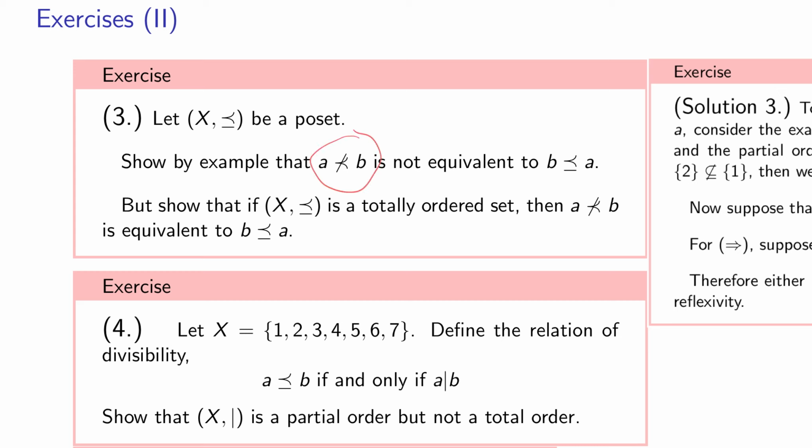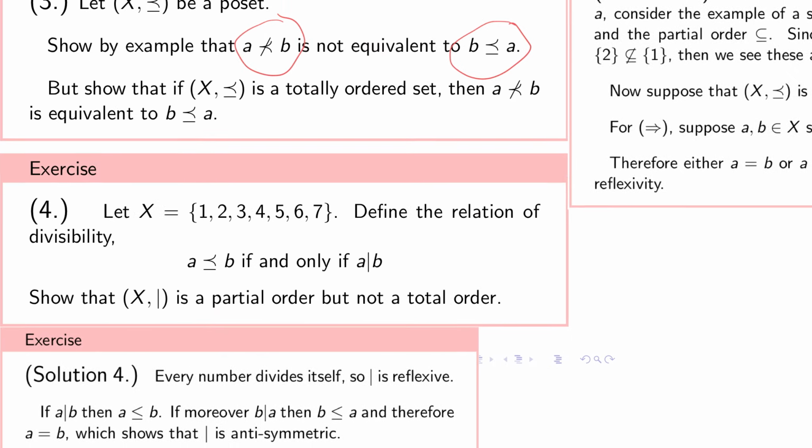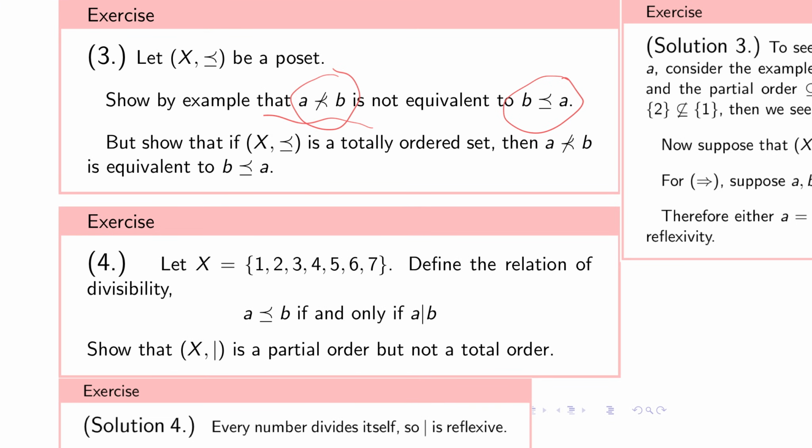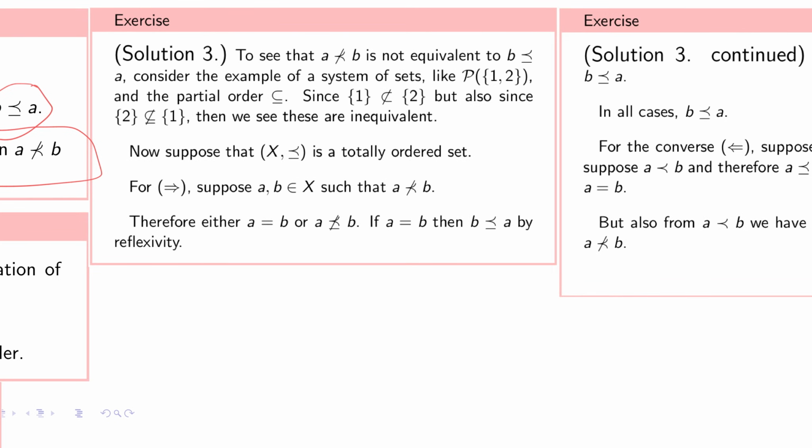Okay, let's move on to exercise 3, where we're going to show by an example that A does not precede B is not the same thing in a poset as B precedes A. To show this, we're going to come up with an example. If later on we're going to show that it is true in a totally ordered set, then the example must hinge on this whole incommensurable idea. So we're going to get an example where some two things are incommensurable.